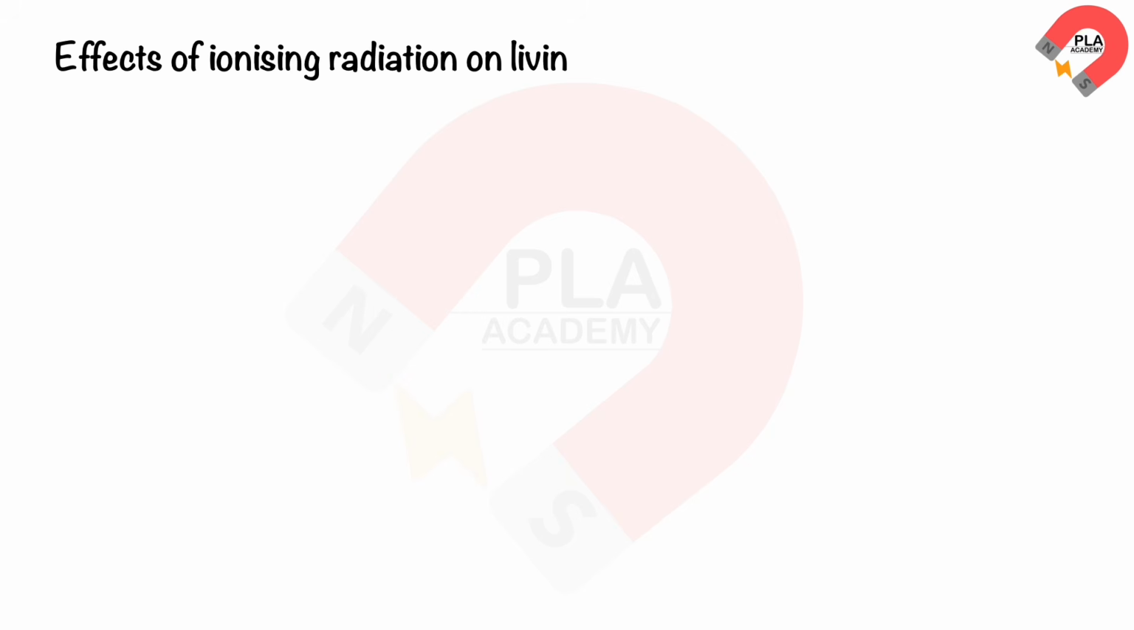Effects of ionizing radiation on living things. Ionizing radiation can damage human cells and tissues at high doses, resulting in cell death, tissue damage, mutations, and cancer. As a result, its use needs to be minimized.